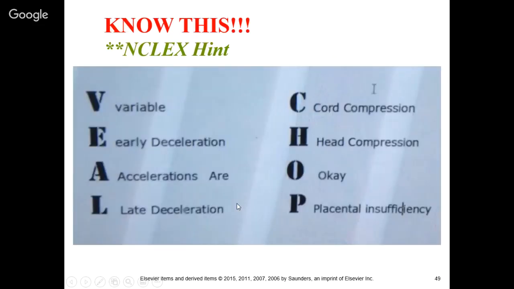So this is a little NCLEX hint. VEAL CHOP. Variable means cord compression. Early deceleration in fetal heart rate means head compression. Accelerations are always okay. And late decelerations, or a decrease in the infant's heart rate at the end of the contraction, means placental insufficiency. So VEAL CHOP.